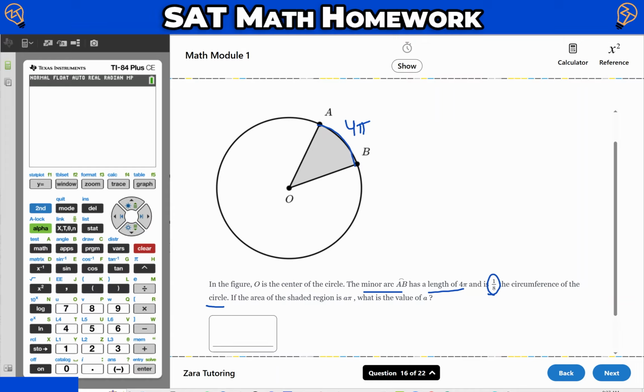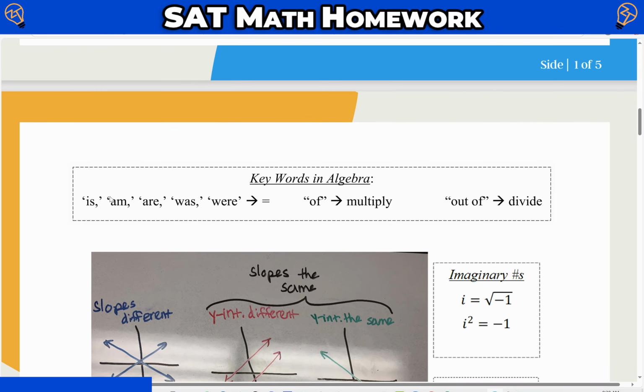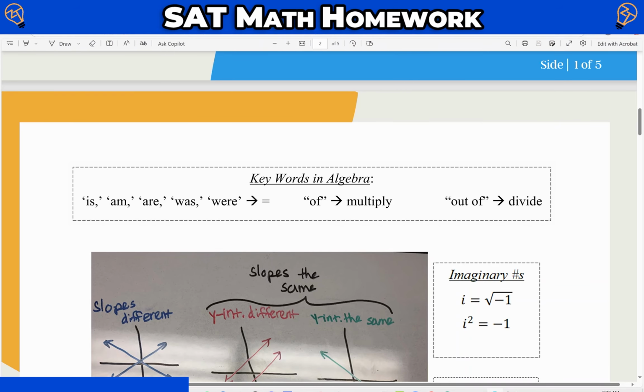and start translating these mathematical words into an actual equation. So watch what I'm going to do here. I'm going to say that 4 pi is 1/8 of the overall circumference of the circle. Now, the reason I did that is because notice any form of the verb to be, so is, am, are, was, were, is equivalent to equals, and of means to multiply.